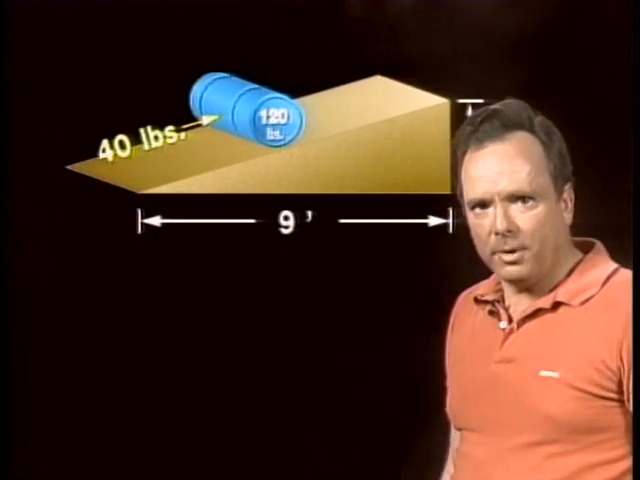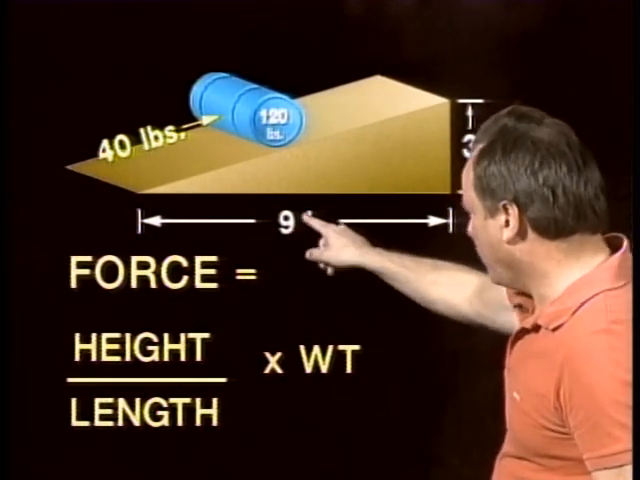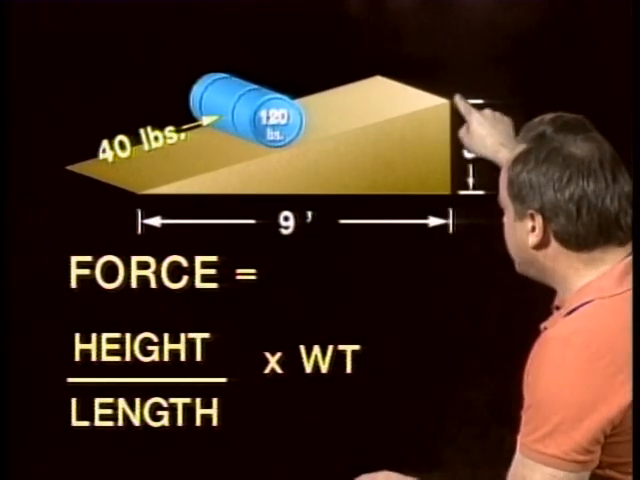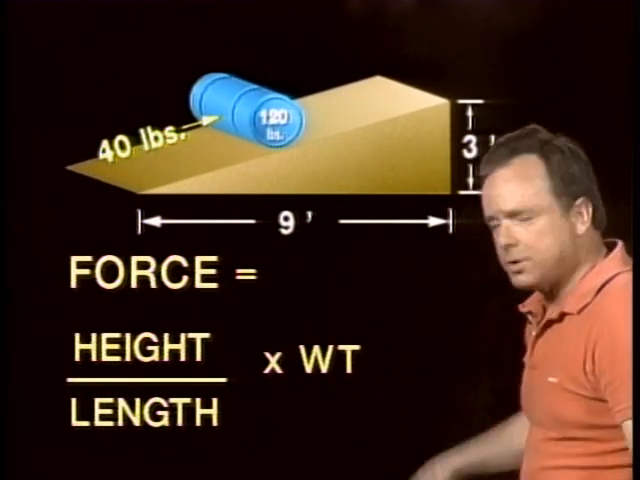So let's take a look at the formula for it. All you have to do is, for force on a ramp, the force required is the ratio of the height to the length. The height is 3, the length is 9, and you multiply that times the weight, and that tells you the force applied.